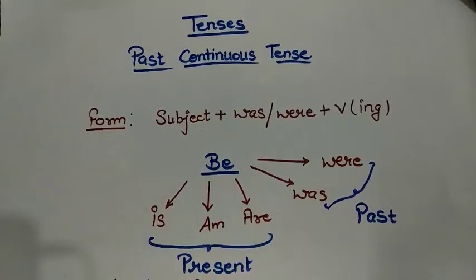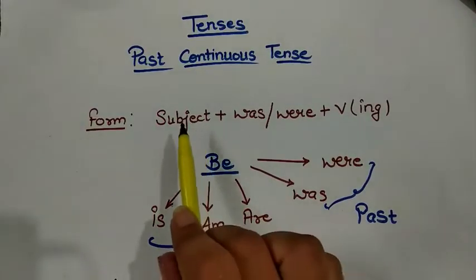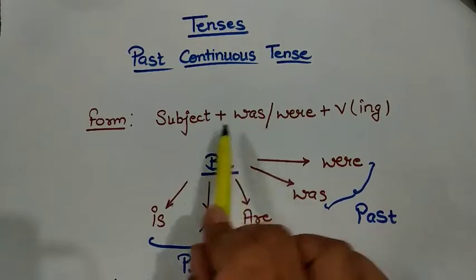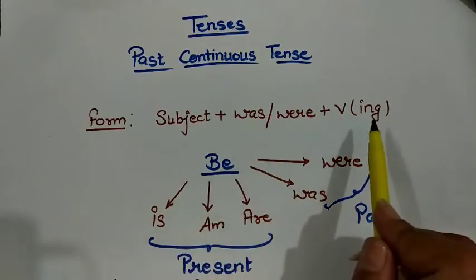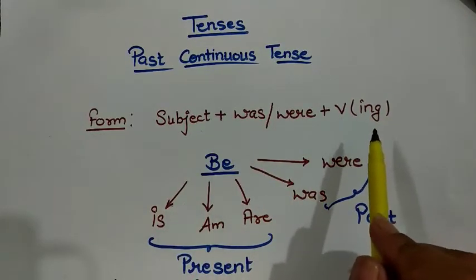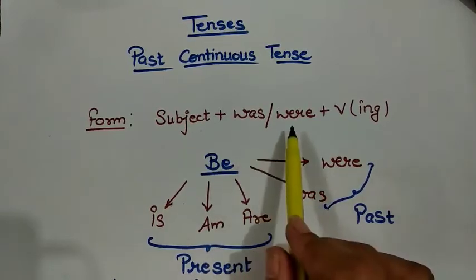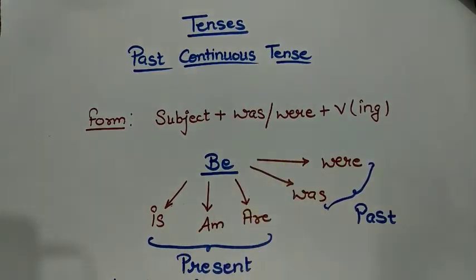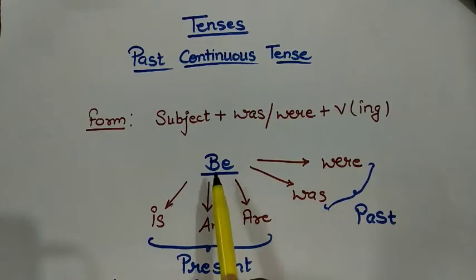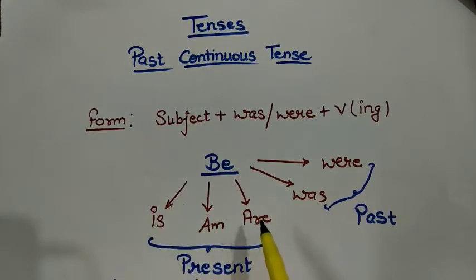In past continuous tense, we use subject plus was, were plus verb with ing form. Now, we use was and were to represent past. Actually, was and were are the forms of verb be. As we use is, am and are in present form, we use was and were in past form.